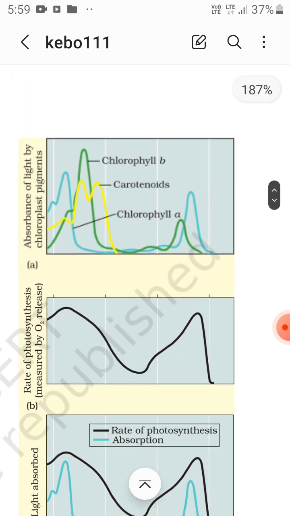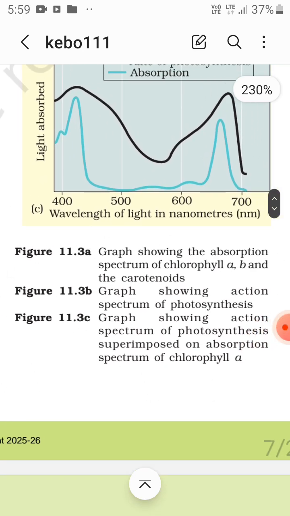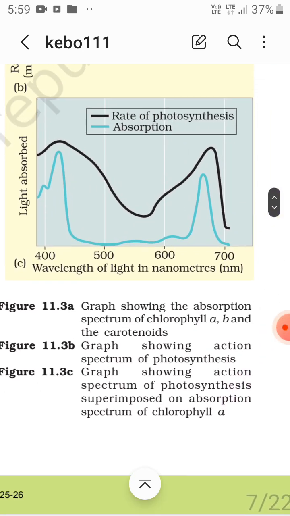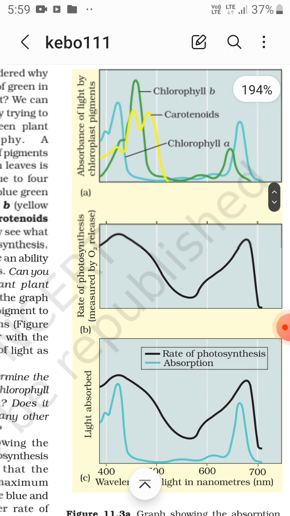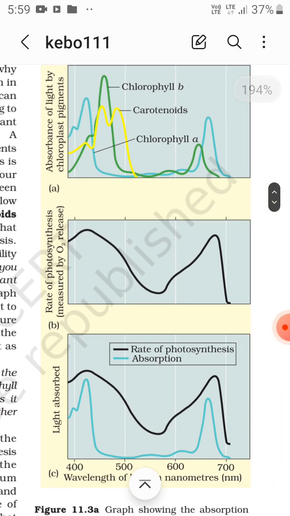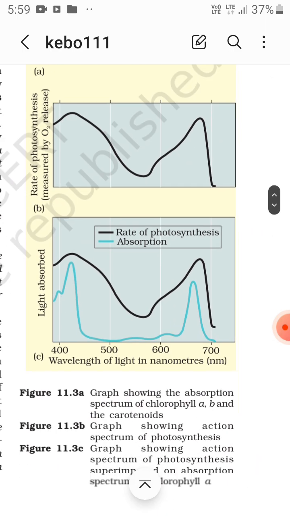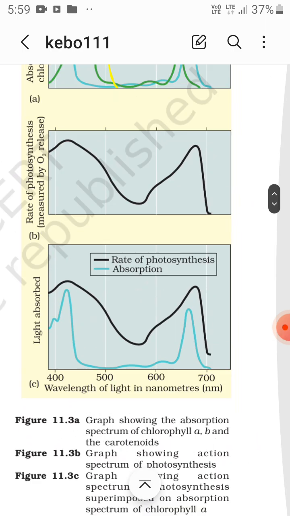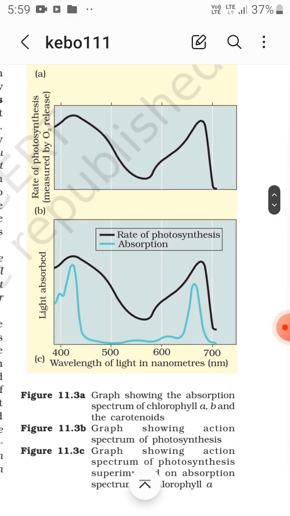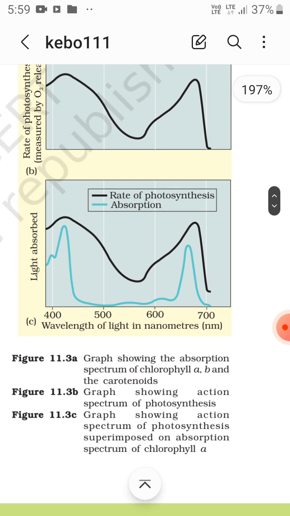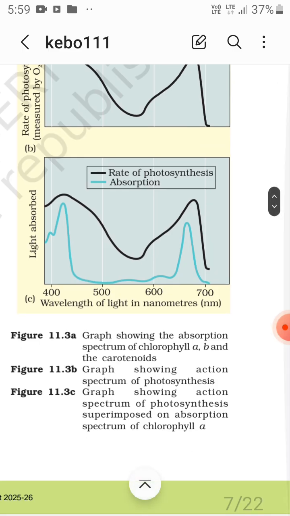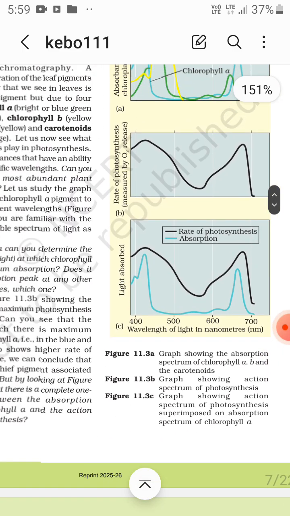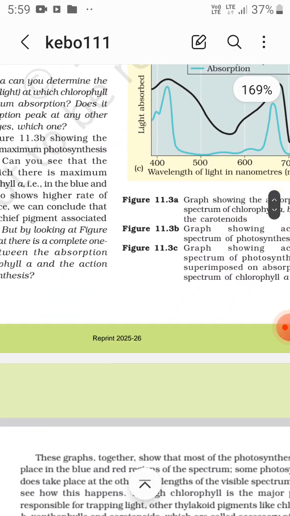A represents the absorption spectrum of chlorophyll A, B, and the carotenoids. Then the second graph shows the action spectrum of photosynthesis, and the third graph shows the action spectrum of photosynthesis superimposed on the absorption spectrum of chlorophyll A. So this is it.